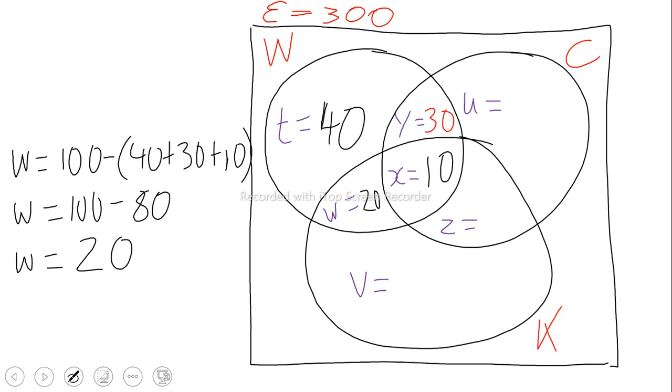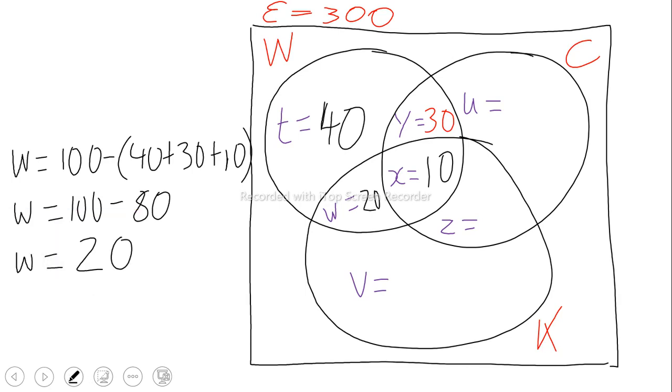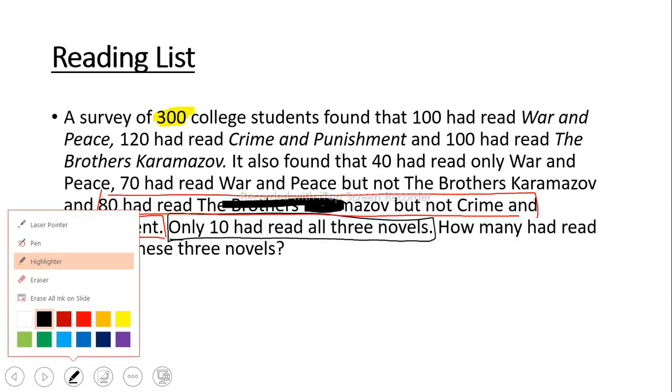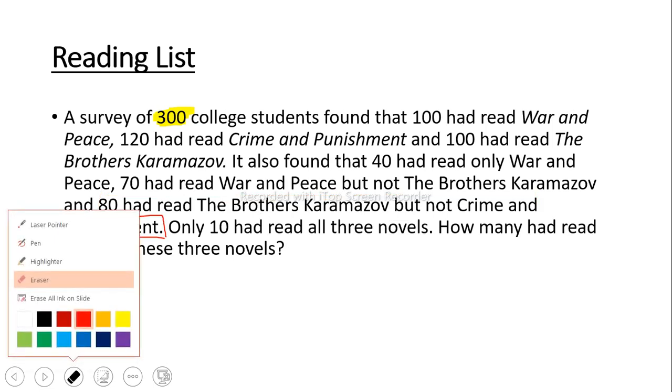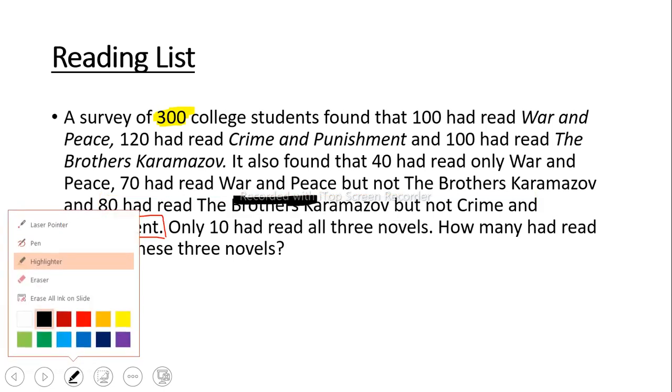V. That's the letter V. Z? No. The letter V. Not only the letter V. V and W. Because they said they read the Brothers, but not Crime and Punishment. Sorry, why is this in black? My apologies.